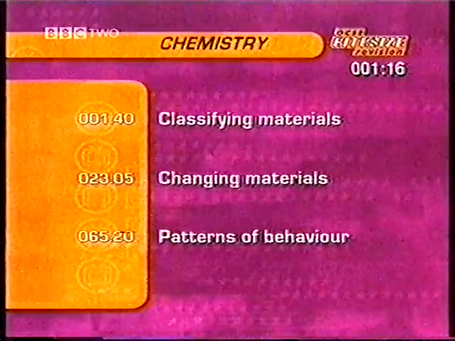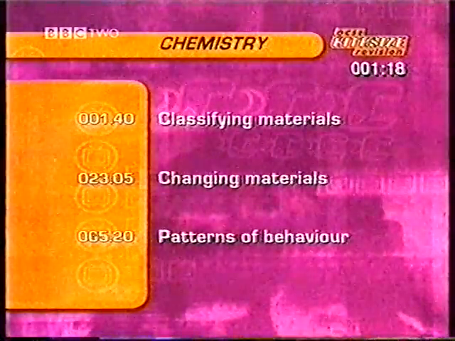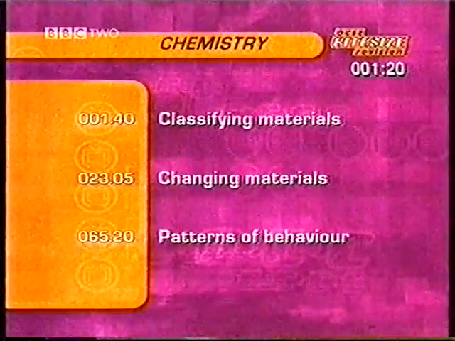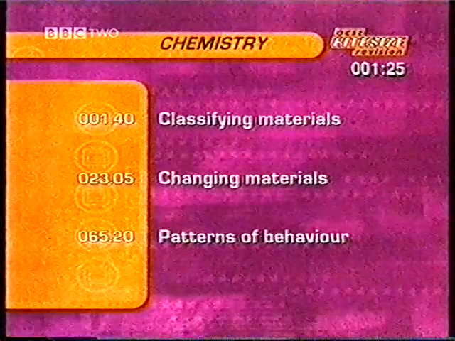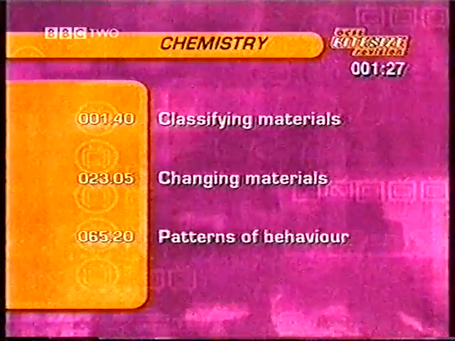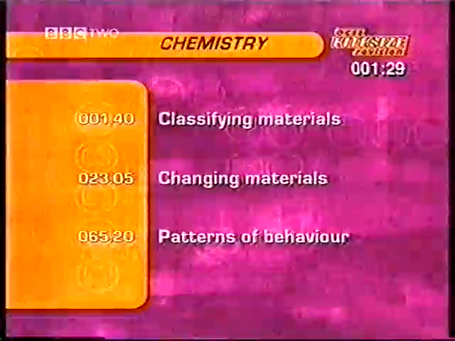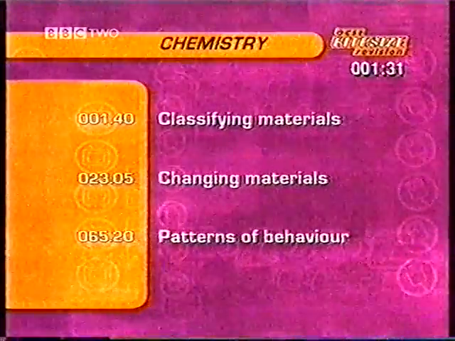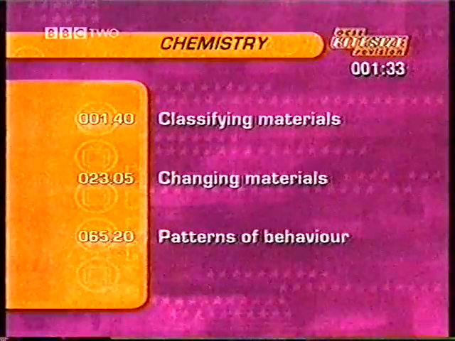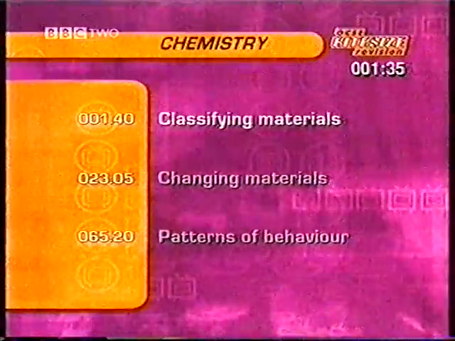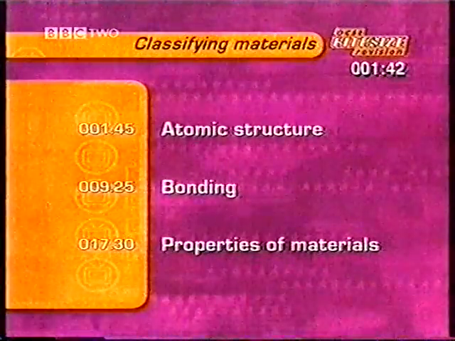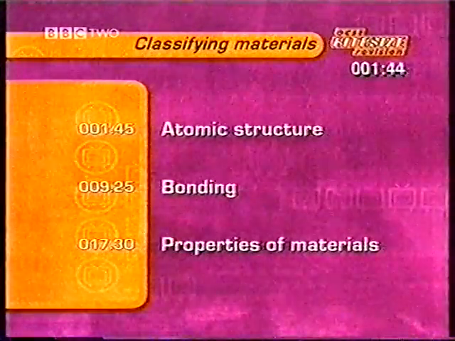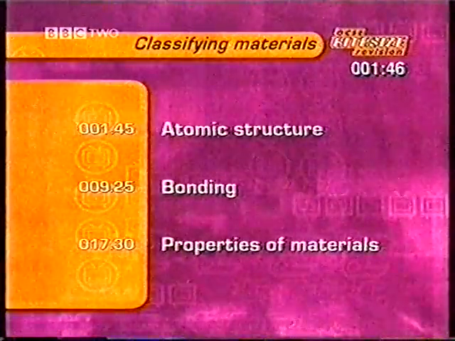This foundation chemistry programme is in 3 parts: classifying materials, changing materials, and patterns of chemical behaviour. You can use the timings on the menu and the clock in the corner to get straight to the topic you want to study. First, classifying materials. This section about classifying materials is divided into atomic structure, bonding, and properties of materials. First, atomic structure.